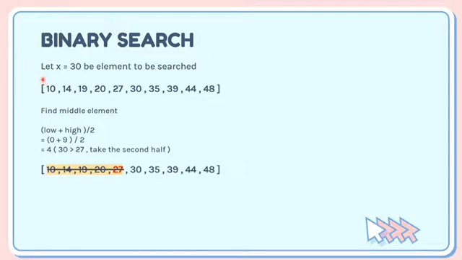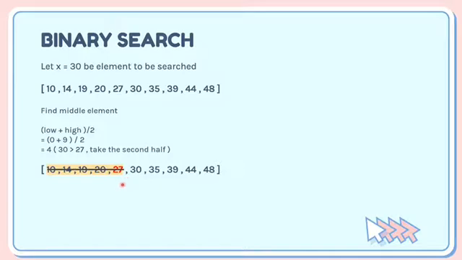For example, we want to find the value of x, which is 30, in this array. First step, we have to find the middle element using this formula, which is the lowest index plus the highest index, divided by 2. And we'll get 4 here. So we have to look in the array at index number 4, which is 27. We have to compare 27 with the element we want to search, which is 30.